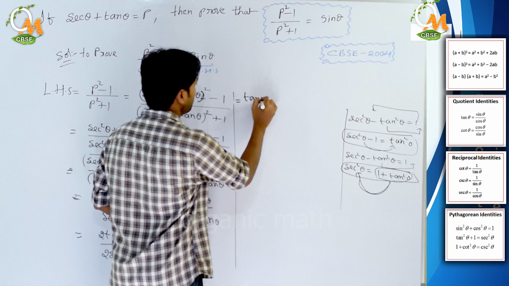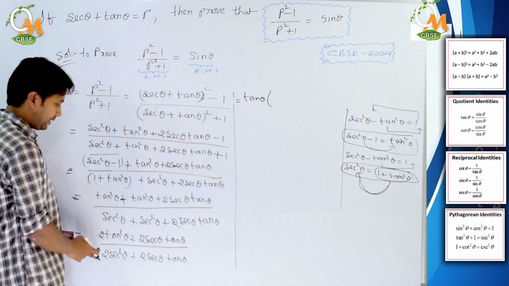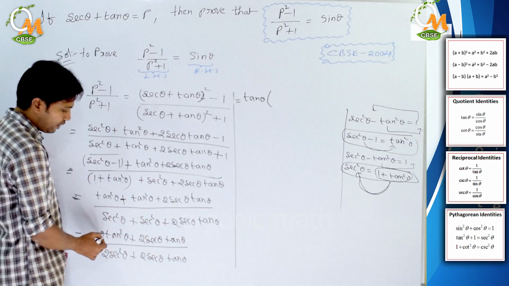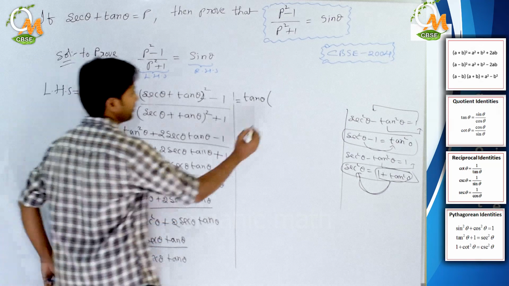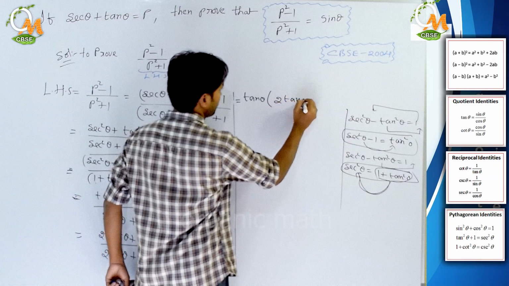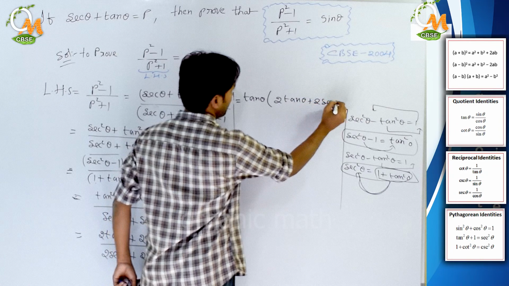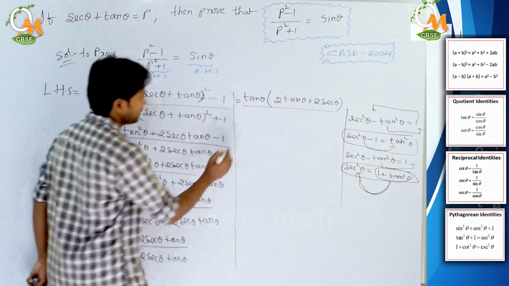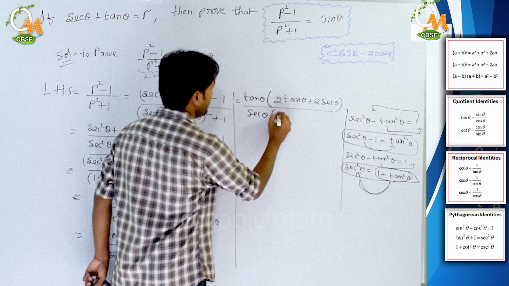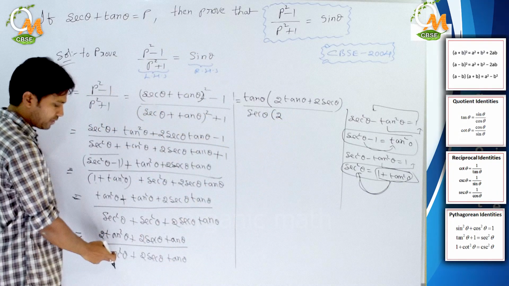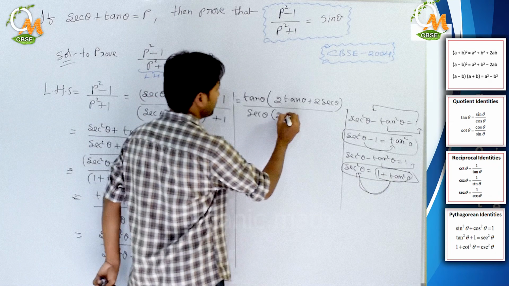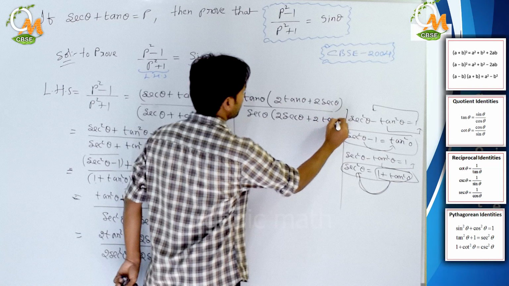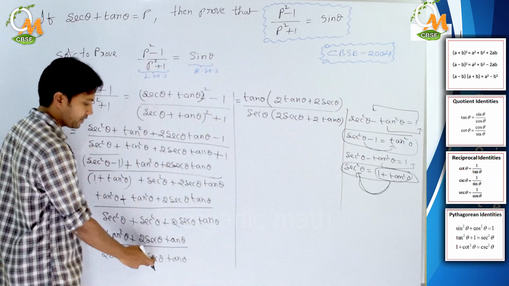Taking tan theta in common, what do we get here? So tan theta we took common. What can we write here? 2 tan theta plus 2 secant theta. Now what can we take common in the denominator? Secant theta we can take common. When we took common secant theta, here 2 secant theta will be left over, plus 2 tan theta will be left because secant theta we took common.